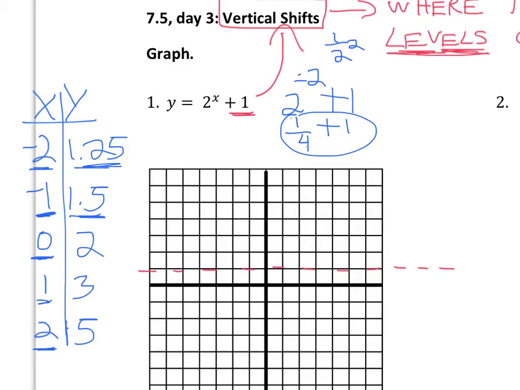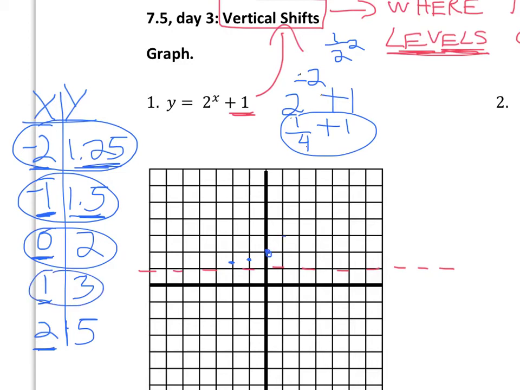So let's graph these points. Okay, we got negative 2, 1.25. So for negative 2, we go to the left 2, and 1.25 is right about here. Okay, we got negative 1, 1.5. So I go to the left 1, up 1.5, it's right about there. Okay, let's graph our y-intercept at 0, 2, which is right here. Let's go 1, 3, go to the right 1, up 3. Now this is where it starts to increase exponentially. And then 2, 5, I go to the right 2, up 5. So 1, 2, 3, 4, 5.